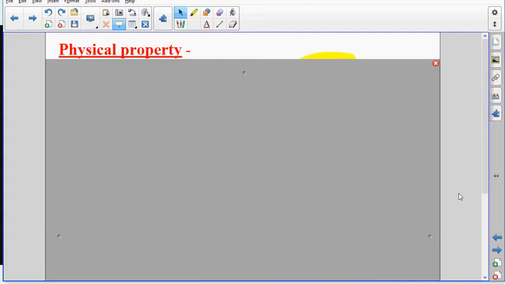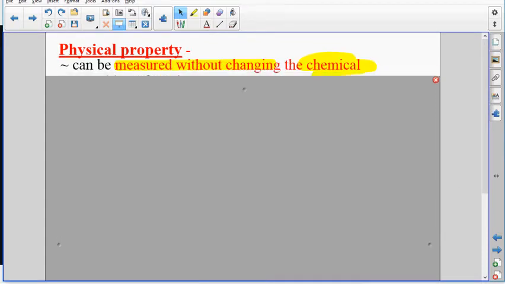Alrighty. So physical properties. There's a lot of different properties of matter, and there's one branch called physical. It can be measured without changing the chemical composition. Okay?